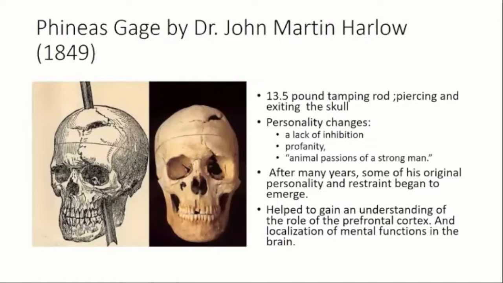My favorite category: if anyone has taken a university psychology class, they probably learned about Phineas Gage. So several people are nodding their heads. Phineas Gage, as you remember, had a 13.5-pound tamping iron that went through his skull and actually exited. He was able to function, he was able to walk, he was able to talk, but what they started noticing is that he was having changes in his personality. He became a little bit more obstinate. He had some lack of inhibition. Dr. Harlow described it as animal passions of a strong man.